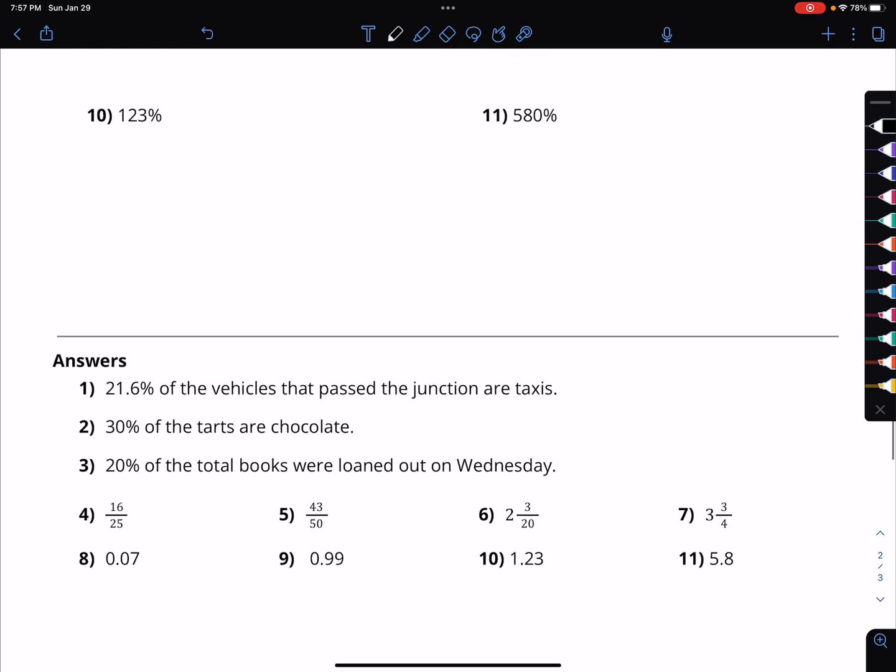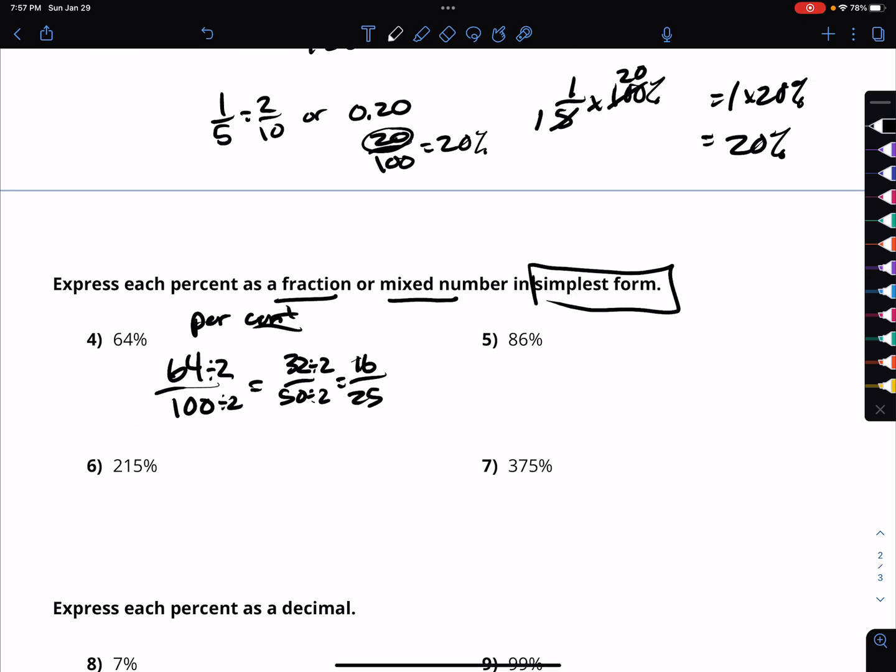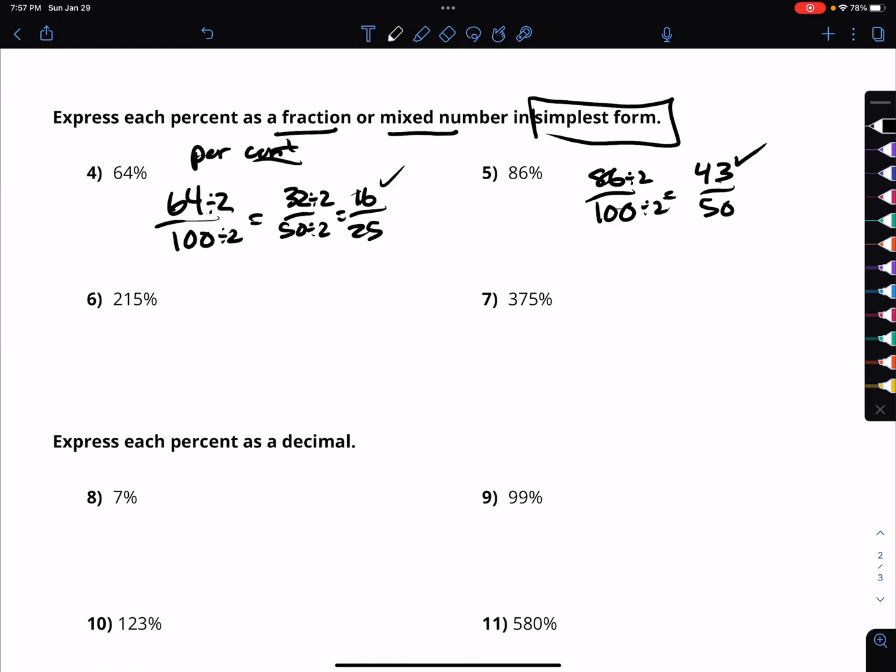Let's check ourselves. Question 4. 16/25. Okay. Hey, you know what? We did it. 86%. 86 out of 100. Divide by 2 again, I suppose. So that's going to be 43/50. 43 is prime. We're done. 215%. 215 out of 100 is 2 and 15 hundredths. Let's divide by 5. And we have 2 and 3/20. 3 is prime. We're done.